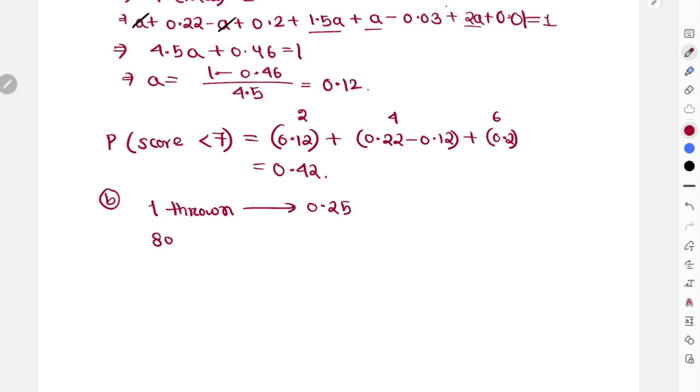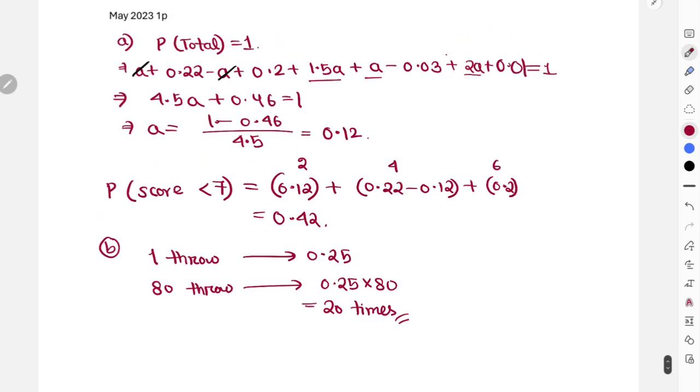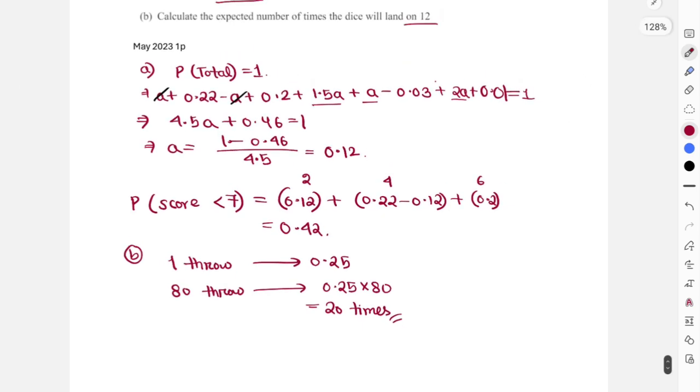That means for 80 throws, the probability to score that, what was that, 12, it will be just 0.25 times 80, and that gives you 20 times. So in general, over here you have 20 times chance of scoring 12 out of 80 throws. So this is it actually.